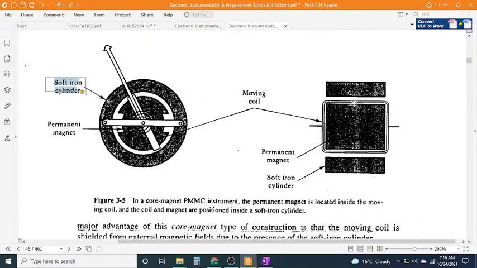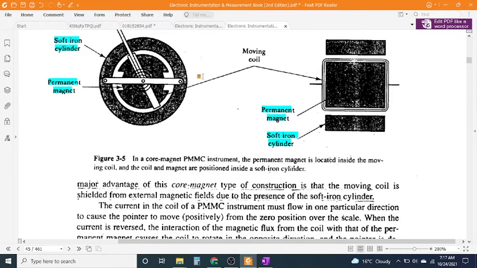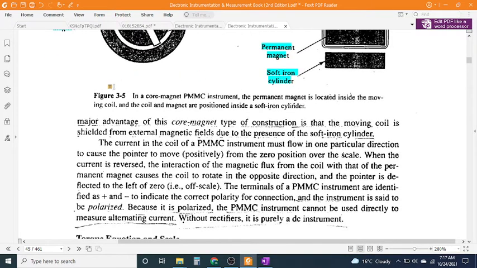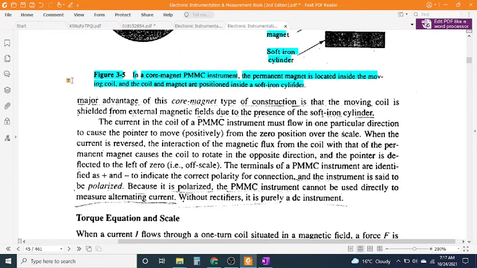Figure 3-5. In a core magnet PMMC instrument, the permanent magnet is located inside the moving coil, and the coil and magnet are positioned inside a soft iron cylinder. The major advantage of this core magnet type of construction is that the moving coil is shielded from external magnetic fields due to the presence of the soft iron cylinder.